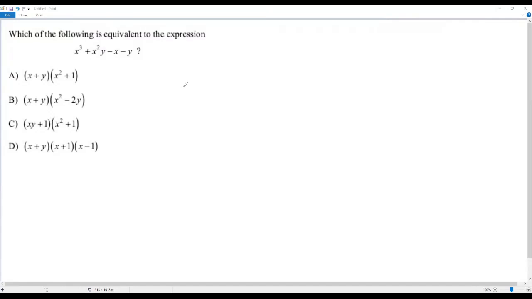Here we have a SAT math problem. Okay, let's go to the question. Which of the following is equivalent to the expression x to the third power positive x squared times y negative x negative y? Okay, in the given answer choices, I have to find the one that is equivalent to this expression.